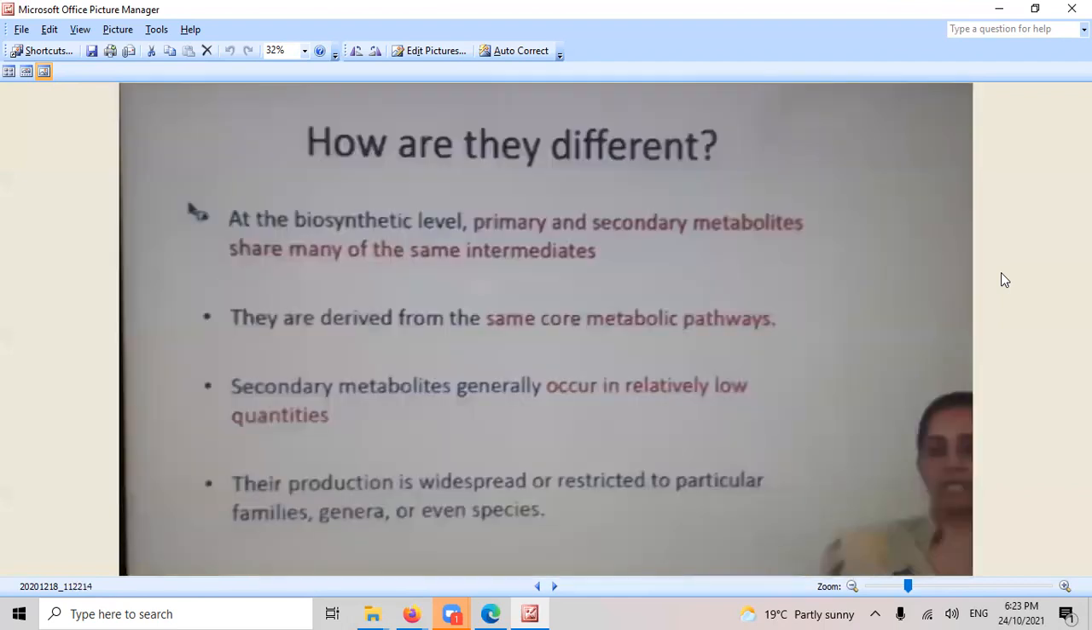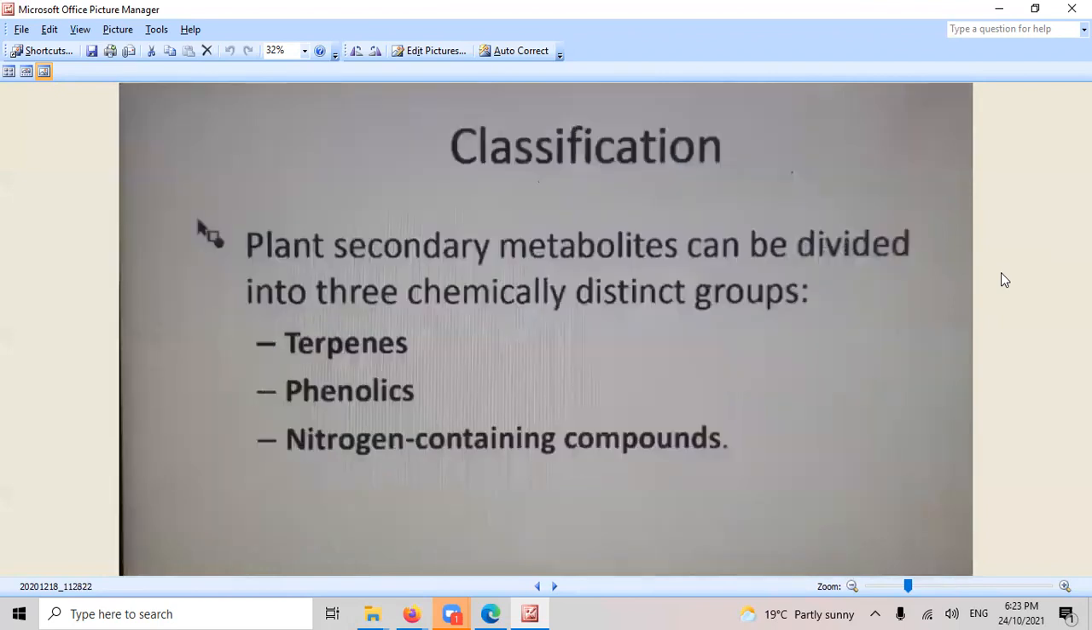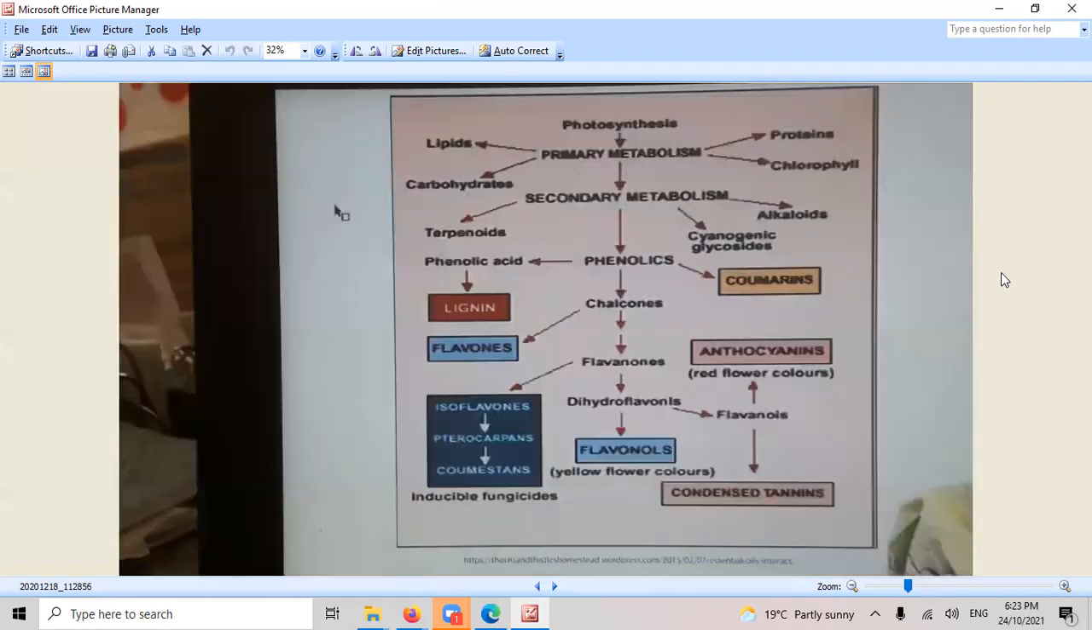Here we go. Secondary metabolism. This is cool. All the different stuff about this is so in depth. Plant secondary metabolites can be divided into 3 different groups: terpenes, phenolics, and nitrogen-containing compounds. And we mostly deal with the first 2. And these 2 can be broken down into so much. It goes right down into everything.